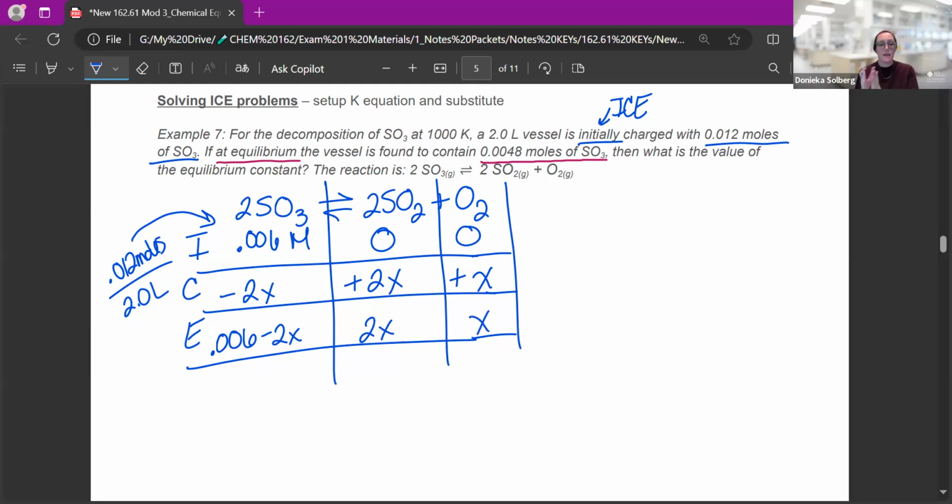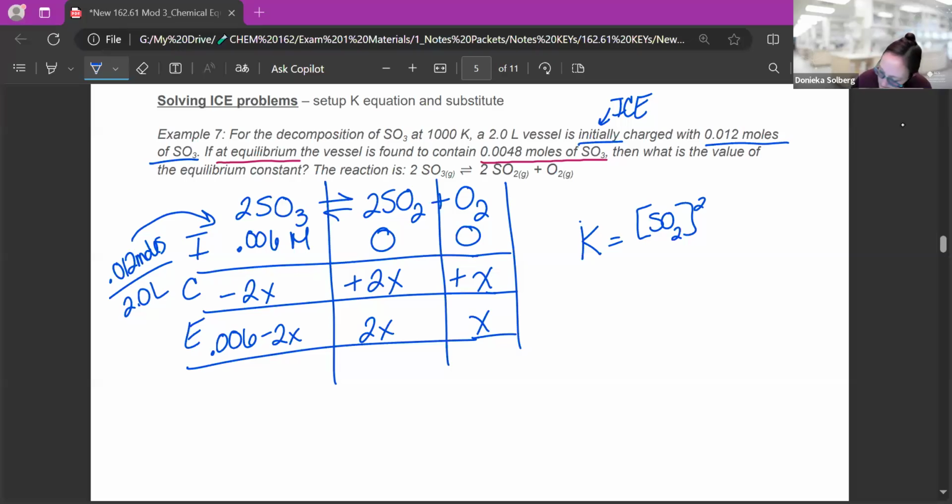Okay, step 2, make my K equation. So K looks like this, products over reactants. So SO2 squared times O2 over SO3 squared.